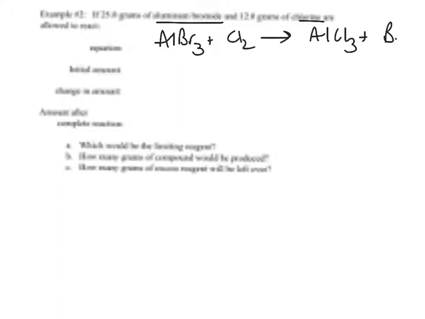Okay, in example number 2, you'll see we have aluminum bromide and chlorine, so we are going to write a single replacement equation with aluminum bromide reacting with chlorine. The chlorine is going to replace the bromide to give you aluminum chloride and bromine. And then to balance that one, we need 3 and 3 and 2 and 2. If we write in our amounts, we have 25 grams of this and 12 grams of this.